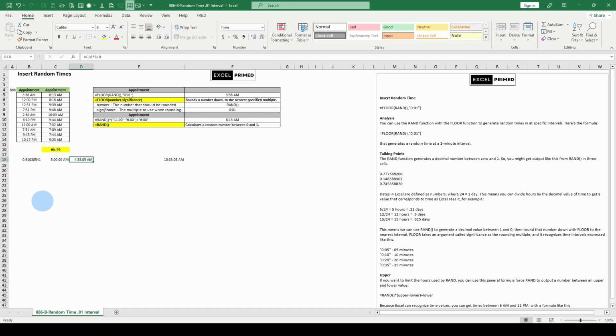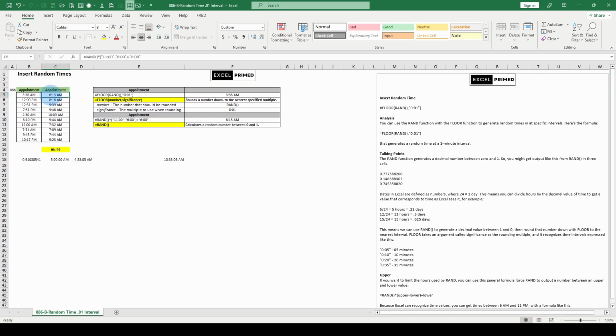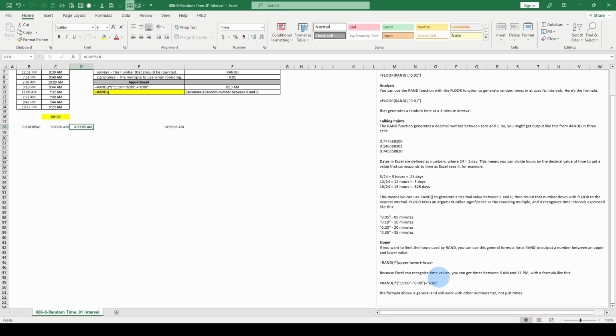But the logic is not something you're going to sit around the dinner table and talk about. It's just not something we contemplate, but here is the logic. Here's the math. I've broken down how we're parsing this. We can break this down into minutes, we can break it down into hours. If you want to limit the hours used by RAND, you can use this general formula, because Excel can recognize time values, and that's what we're trying to look at here. Even though this timeline is 5 hours, we have to be able to convert that into relative terms.